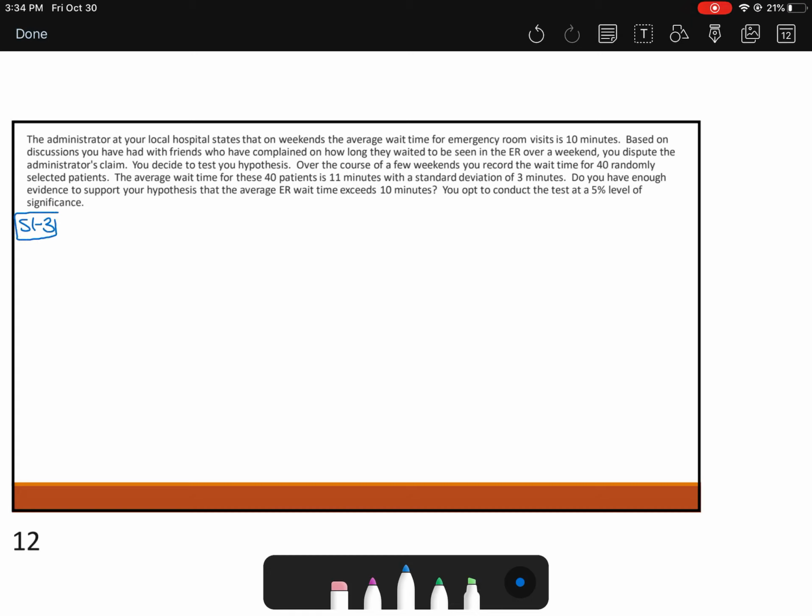Okay, so let's go ahead and get started. So steps 1 through 3, this is where we want to state our null and our alternative hypothesis. So our mean, do we know the mean? Well, we know that the average wait time is 10 minutes. So our mean is equal to 10. My H sub 1, we think that it exceeds 10 minutes. So that means that I think mu is greater than 10.